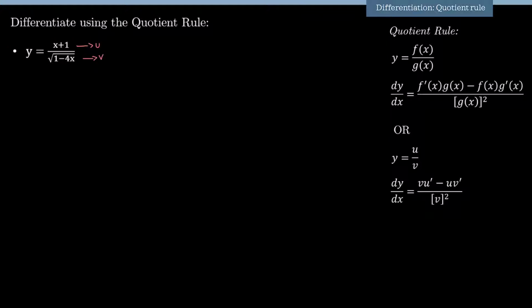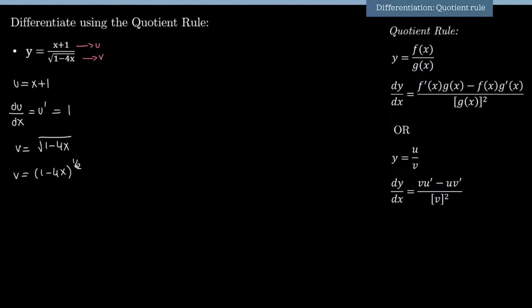Now I am going to differentiate both of these functions u and v. U is x plus 1, and when I differentiate this with respect to x, I'll get du upon dx, which we also call u dash. The derivative of x plus 1 is just 1. Now I'll differentiate v. V is square root of 1 minus 4x. Square root we can also write as whole power 1 upon 2. So v is 1 minus 4x whole power 1 upon 2.